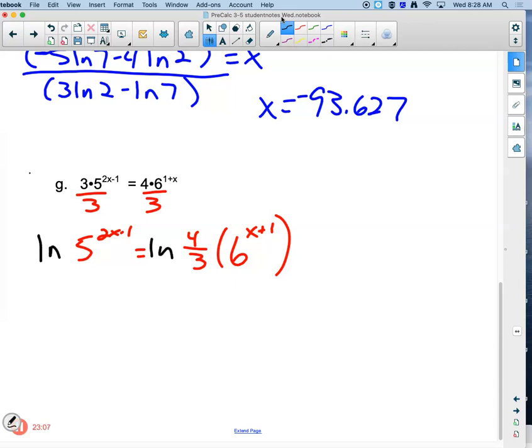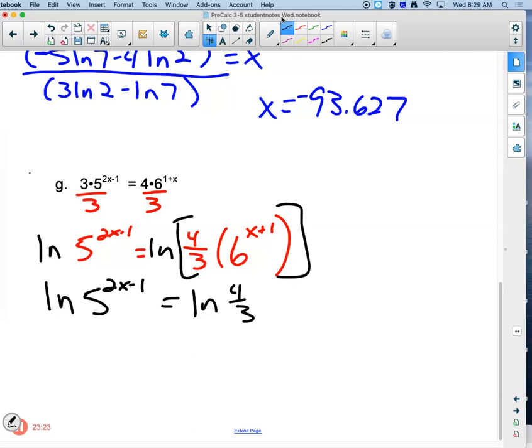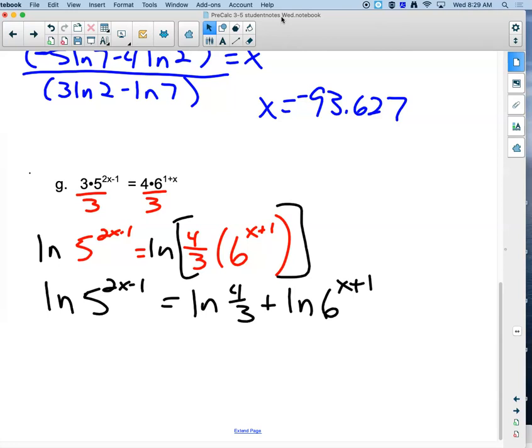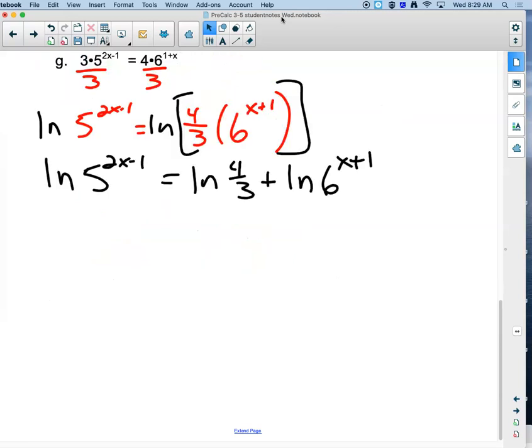Now, over here, that means I have to break up that multiplication. So multiplication in logarithm language is addition. So it'll be the natural log of 4/3 plus the natural log of 6 to the x plus 1 power. Now I have to bring those exponents down in front and make those multiplication.